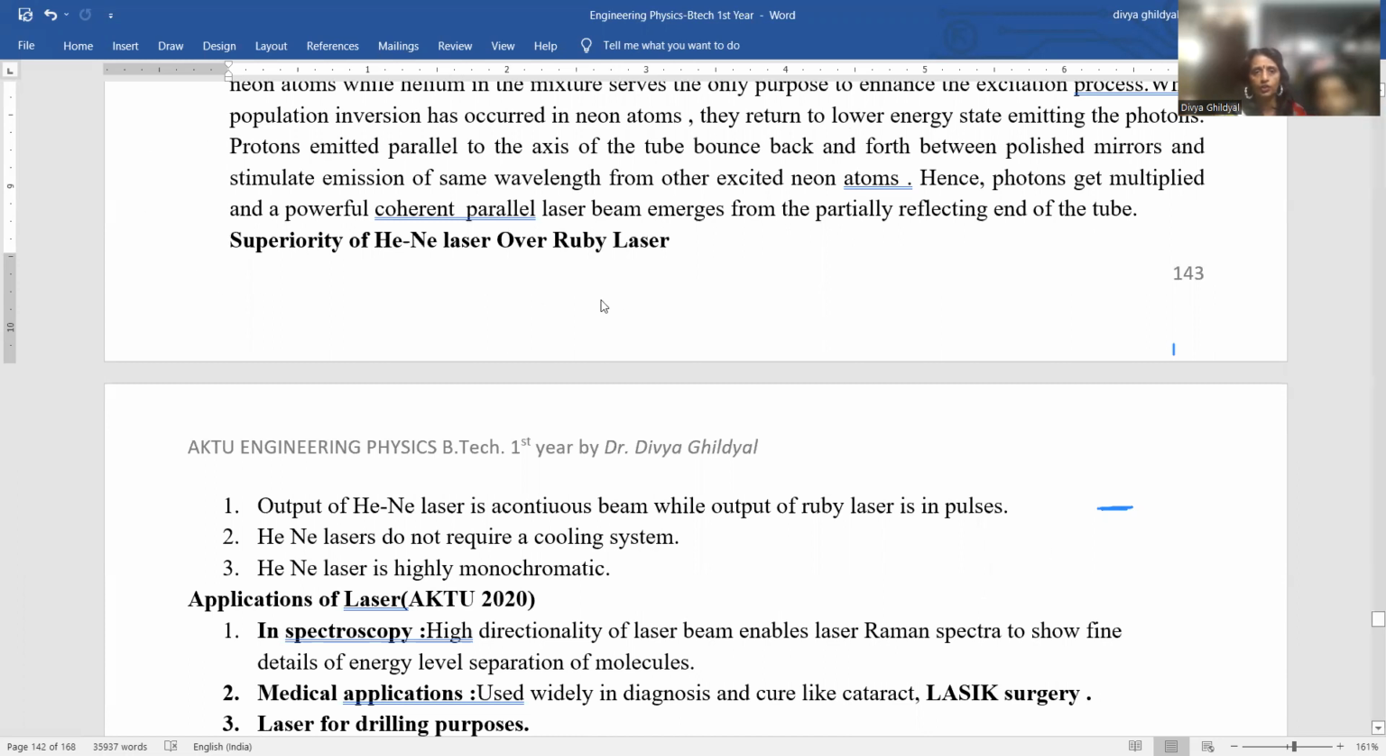What is the superiority of helium neon laser over ruby laser? Helium neon laser gives us a continuous beam of light, whereas the output of ruby laser is in the form of pulses. Helium neon laser does not require a cooling system, whereas ruby laser requires a cooling system. Helium neon laser gives us a nice, highly monochromatic light, whereas the output of ruby laser is in pulses and not in a continuous form.